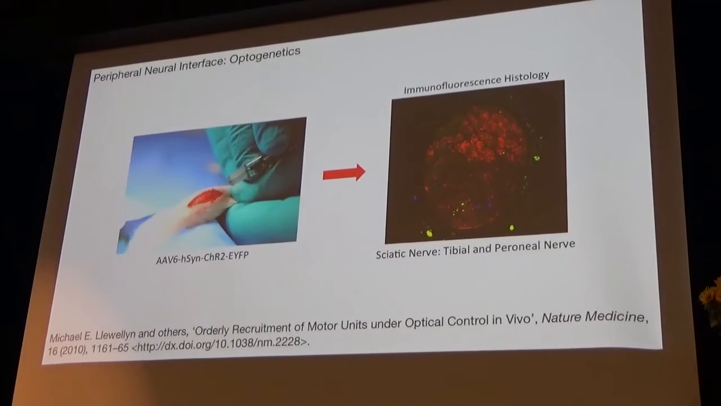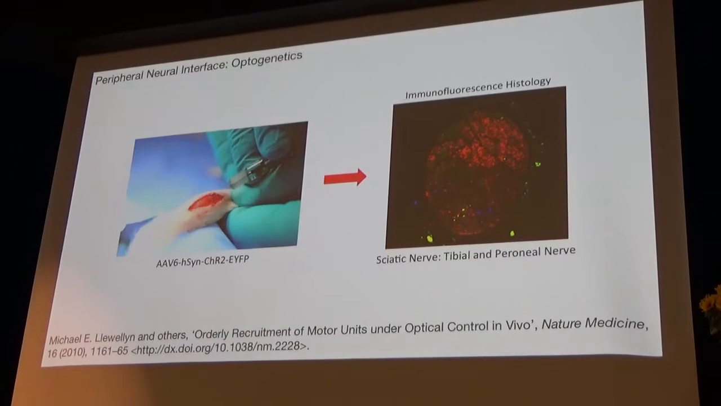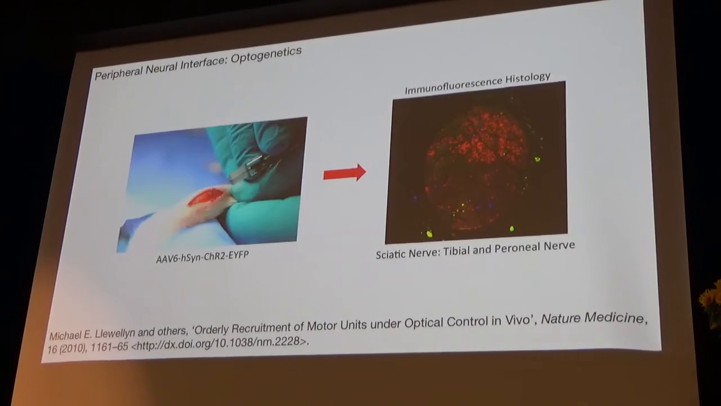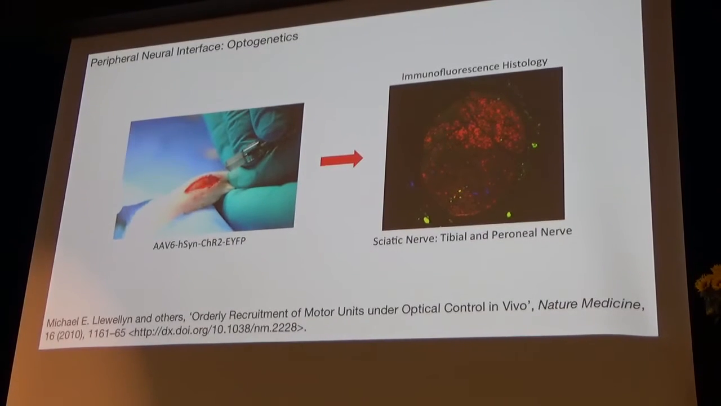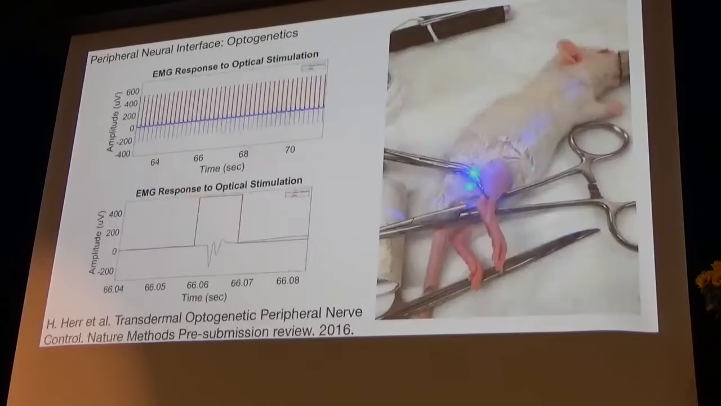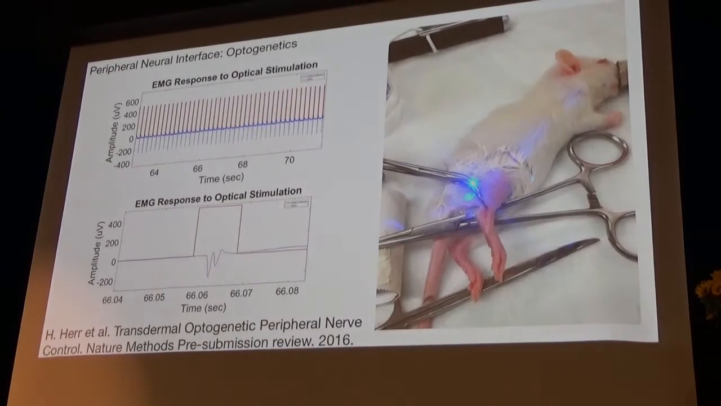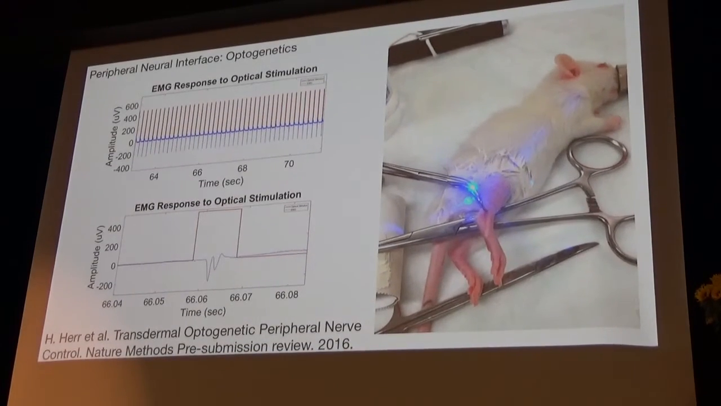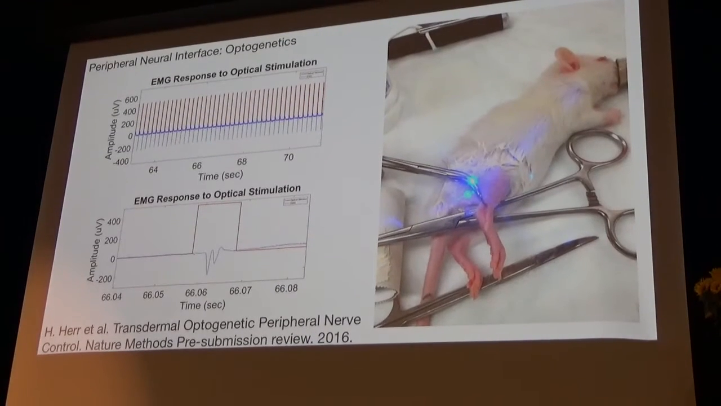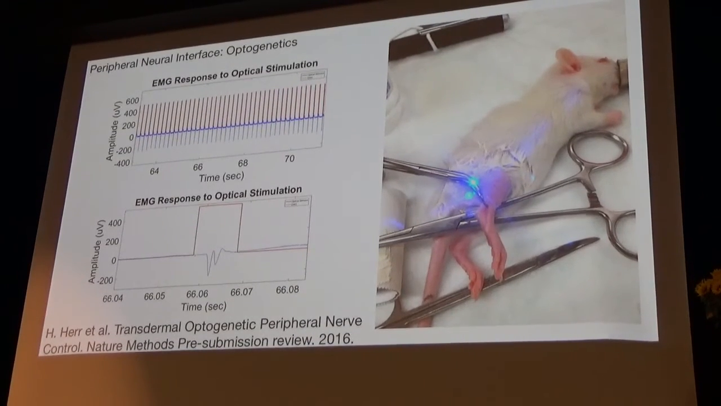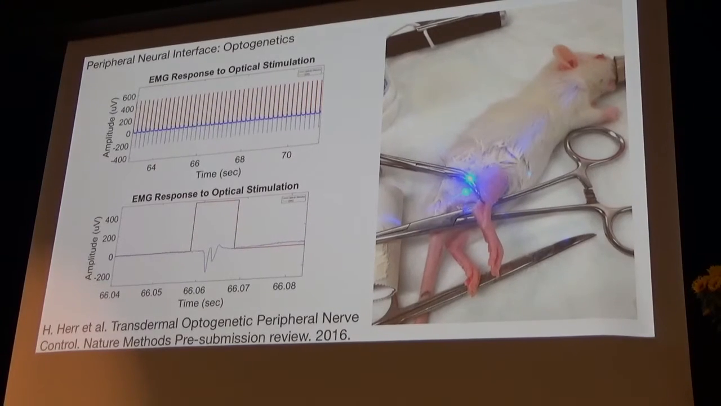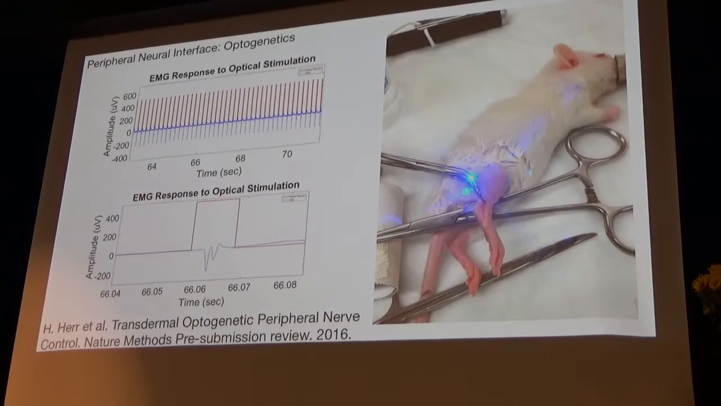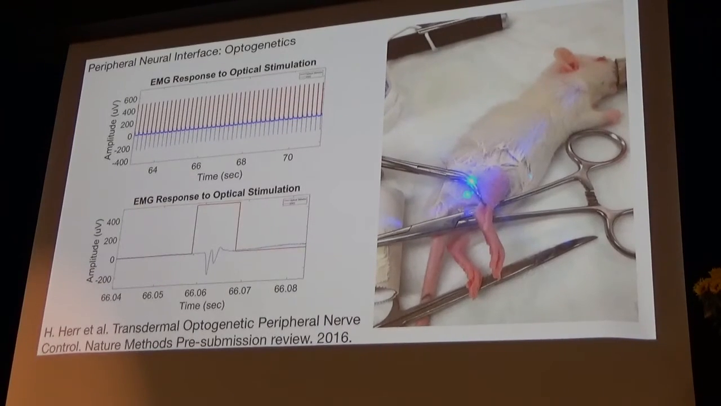We're exploring optogenetics. This is an experiment where we inject a virus into the leg of a mouse, and we get expression of a light-sensitive protein in the tibial and peroneal nerves. This is a first demonstration of transdermal muscle activation. There's nothing inside this animal. There's no device, there's no nerve cuff. We're simply shining light on the animal's skin. We shaved away the hair so that we get adequate light penetration to the nerve. The animal is under general anesthesia.